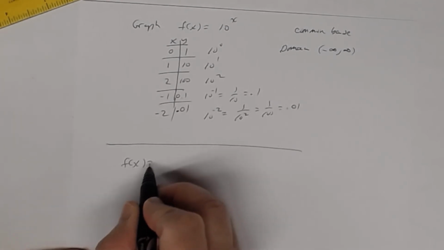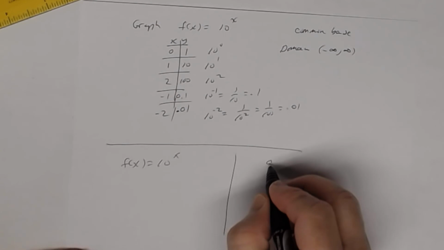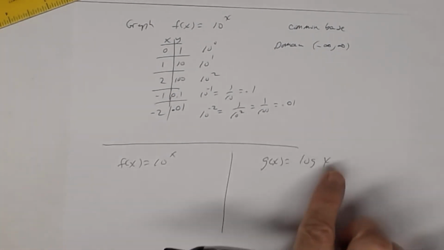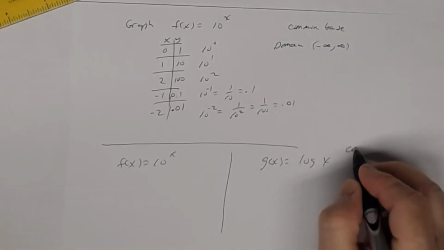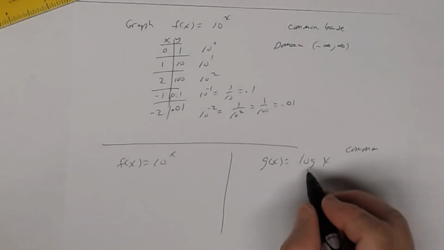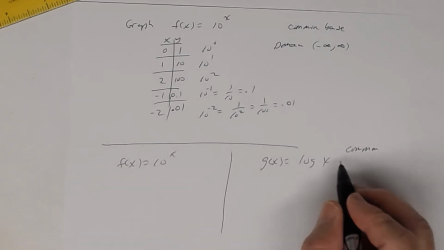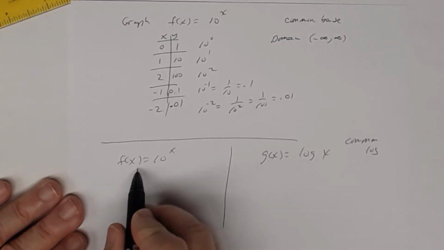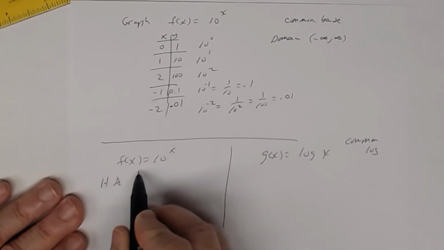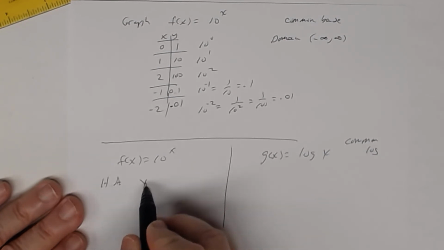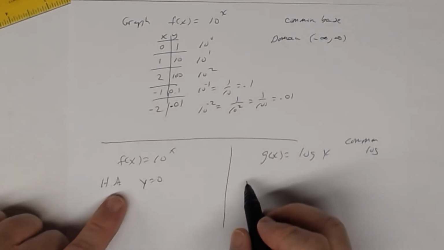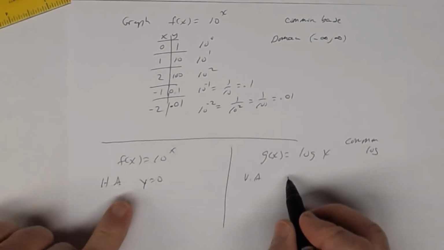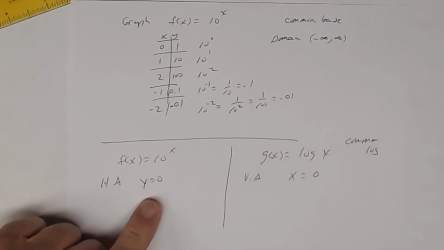So f of x equals 10 to the x, and then g of x equals the log of x. Remember, the log of x is understood to be base 10. So that's how we write the common logarithm. So when you see this, where there's no base listed, that's called the common logarithm, common log. All right, so we know that the horizontal asymptote of an exponential for this one here is going to be y equals 0. So we know that an exponential has a horizontal asymptote, a logarithm has a vertical asymptote, and it's going to be x equals, in this case, 0.